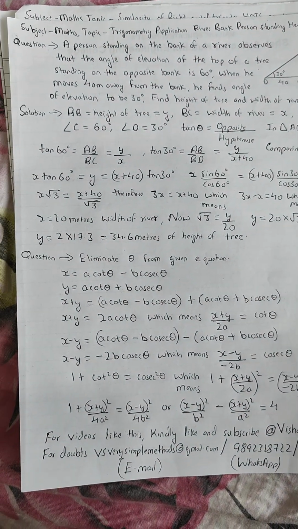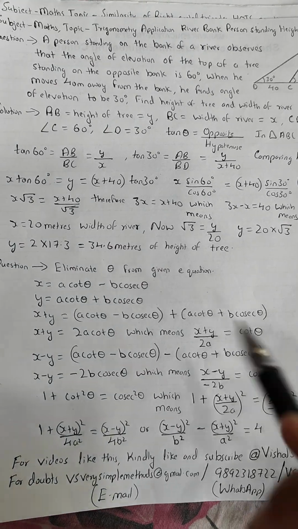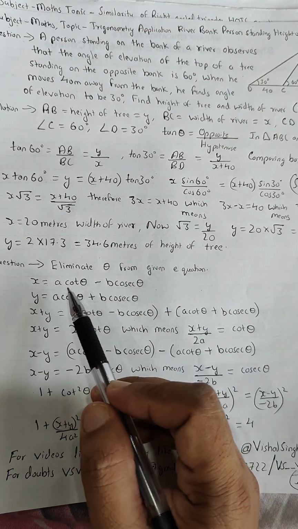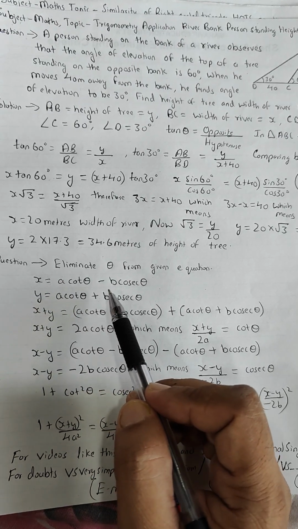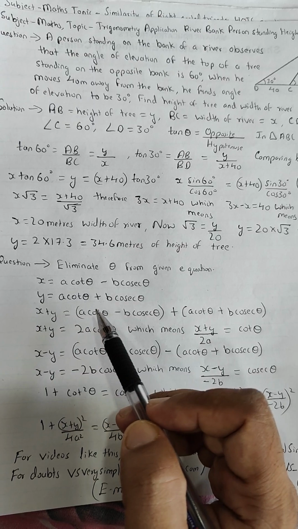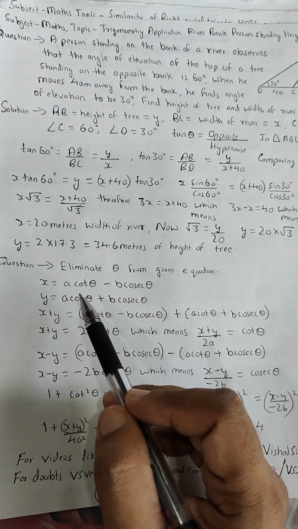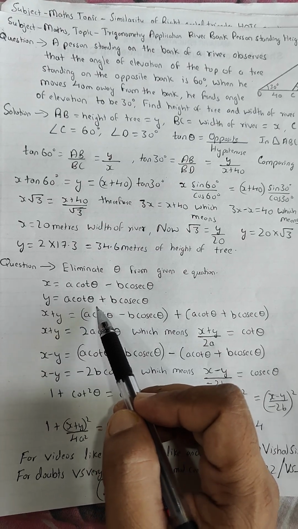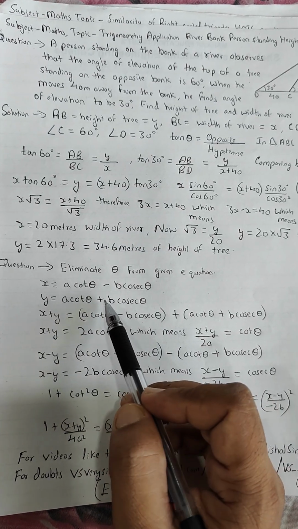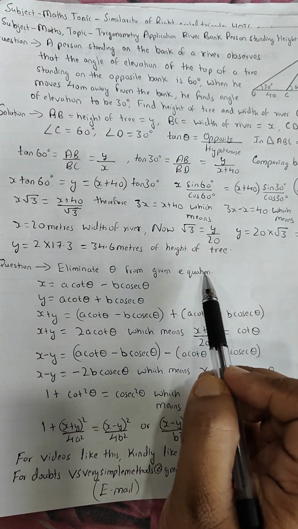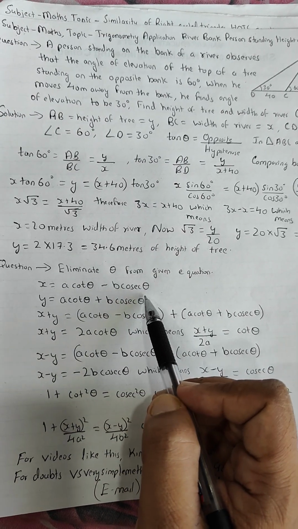Now another question which I have from one of my students is, eliminate theta from the given equations. x equal to a cot theta minus b cosec theta, y equal to a cot theta plus b cosec theta. I'm really very sorry about the background disturbance, but I can't help. These are the two given equations. We need to eliminate theta from them. So how to eliminate theta from the given equations?